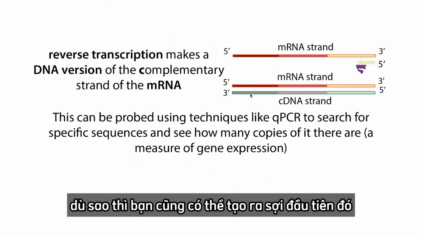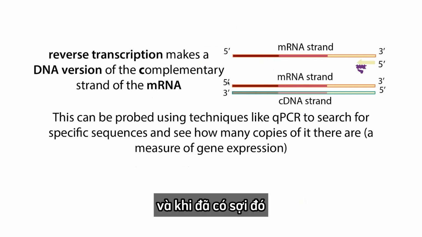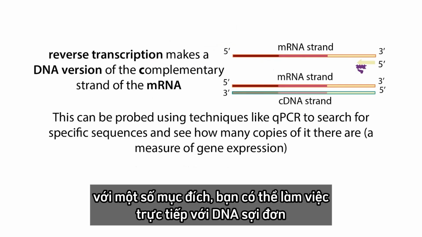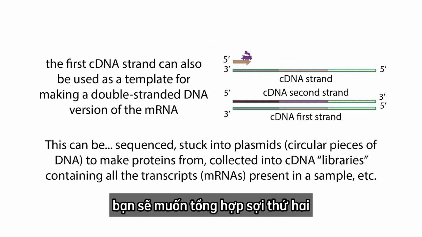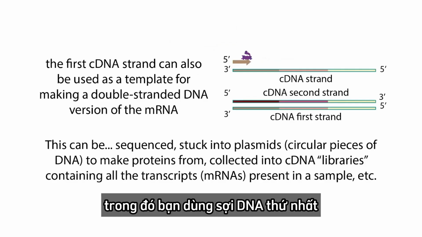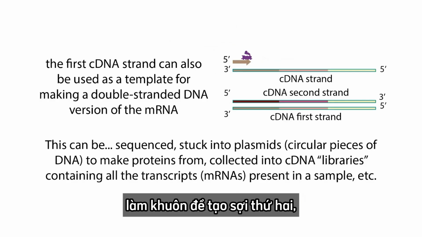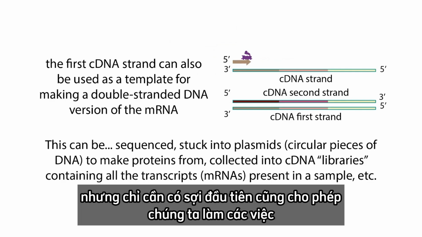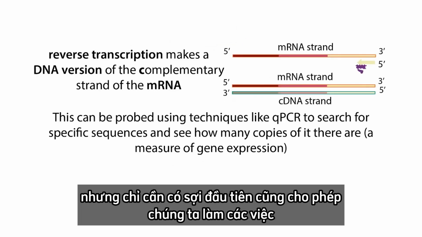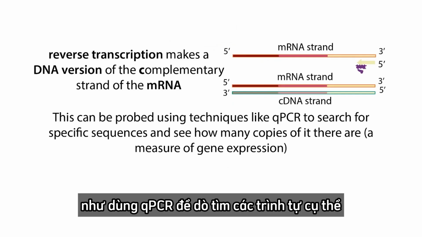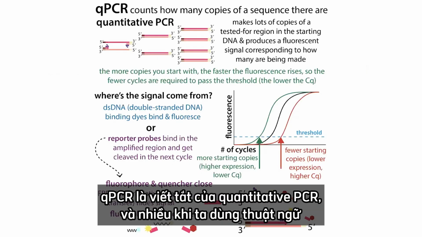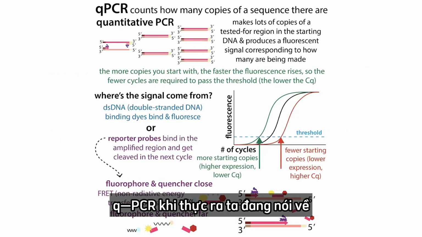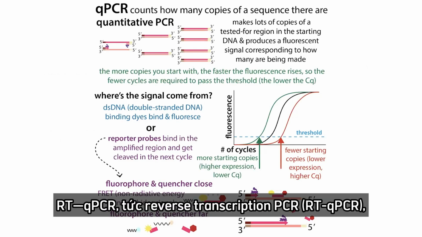But somehow you can generate that first strand. And now when you have that strand, you have a single-stranded DNA. You can work directly with single-stranded DNA for some purposes, and for other purposes, you're going to want to do a second strand synthesis, where you use that first strand of DNA as a template for making a second strand, and then you can stick that in plasmids and things like this. But just having that first strand is going to allow us to do things like use qPCR to search for specific sequences. qPCR stands for quantitative PCR, and often we use the term qPCR when really we're talking about RT-qPCR, or reverse transcription qPCR.